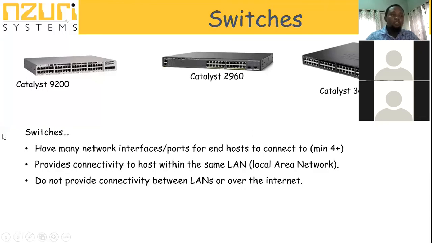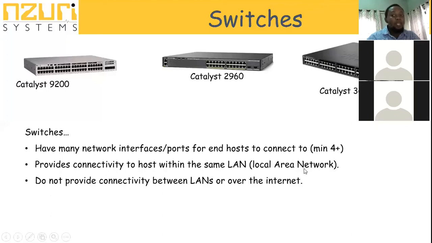So if you look at some of the typical characteristics you would find on a given switch, a switch is likely to have a lot of interfaces on it, what you might otherwise call ports. They're actually called interfaces. The least number of interfaces you can find on any switch is likely going to be 4 interfaces, right? Now, also, they provide connectivity to hosts within the same LAN.